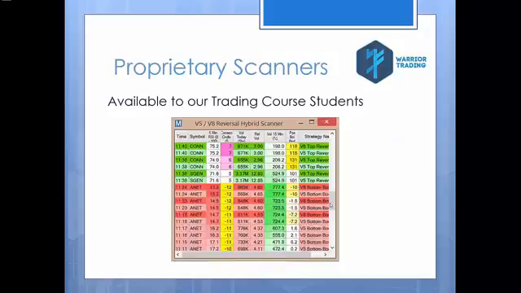All right, now I find almost every single one of these trades on the Trade Ideas scanners. And these are the proprietary scanners that I've written over the last several years and customized and fine-tuned, and these are available for all of our full-length trading course students.